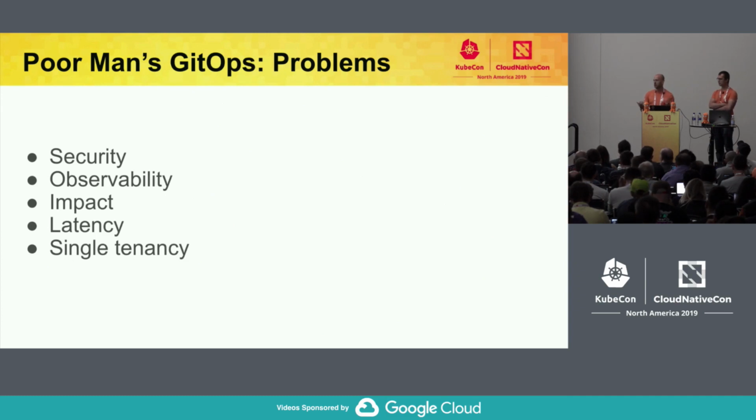One of the problems is security. Obviously, my cron job has read-write access to the cluster. Therefore, anybody who could commit to Git has basically read-write access to the cluster. I might not want that, to be honest.